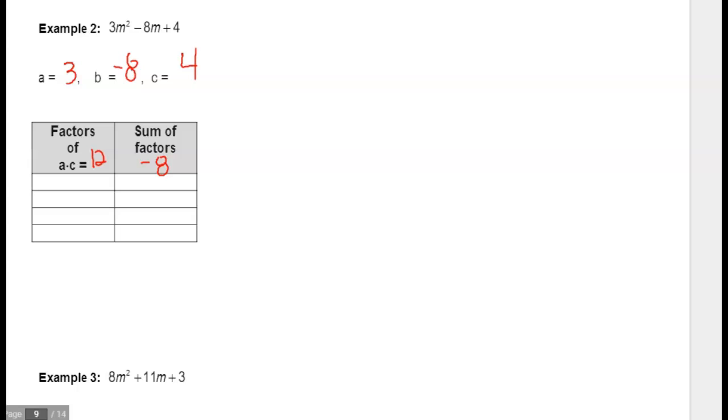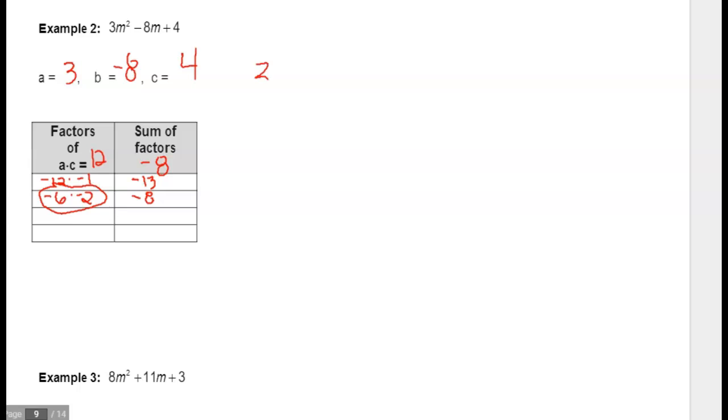The only way that would work is that you have to have 2 negatives. Because 2 negatives equal a positive, but they're going to add to get a negative number. So for example, negative 12 times negative 1 is a positive 12, but that adds to get negative 13. Next number would be negative 6 times negative 2. That's positive 12 and a negative 8. So there are my factors.